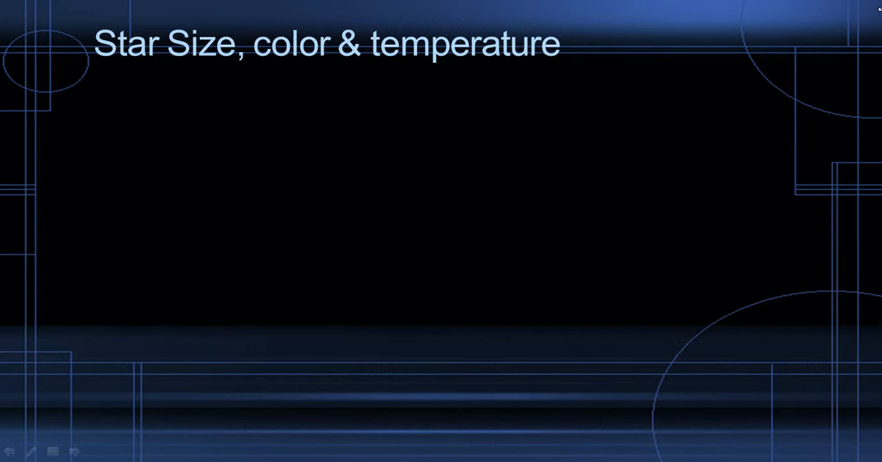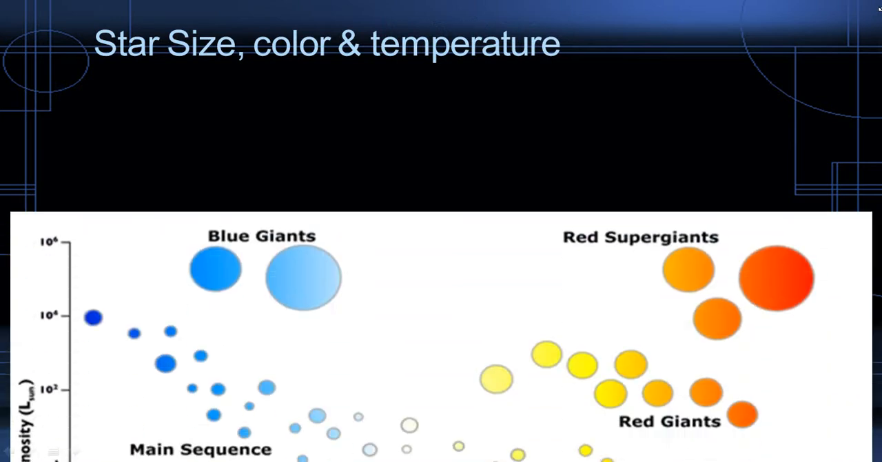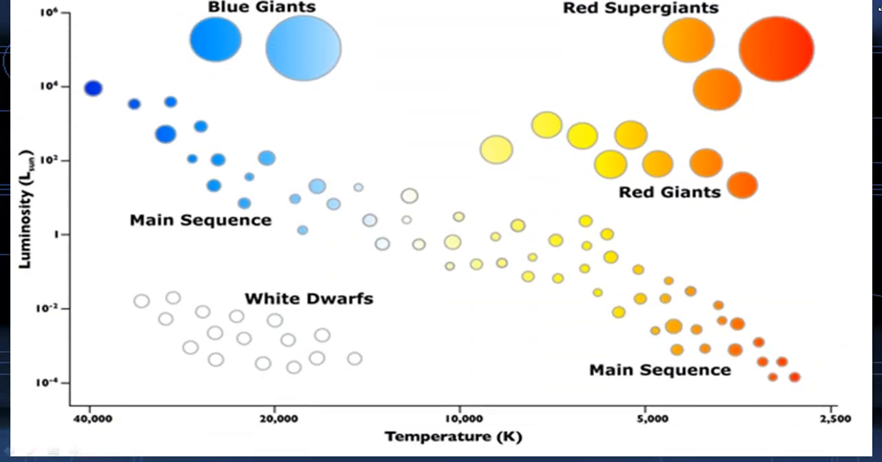So what about their size, color, and temperature? We have actually rated them, and we put them into this grouping right here. Mostly we talk about the main sequence, all right? The main sequence right here are your basic stars. They come in all different colors and sizes. And then we have the weird ones, the ones outside the main sequence, like the red supergiants, the red giants, the blue giants, the white dwarfs.